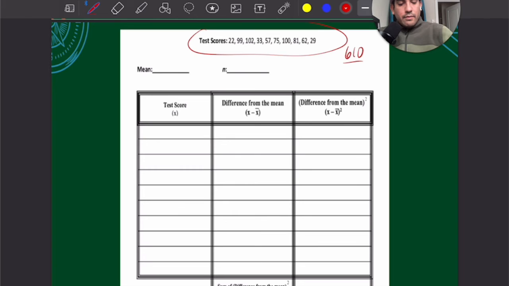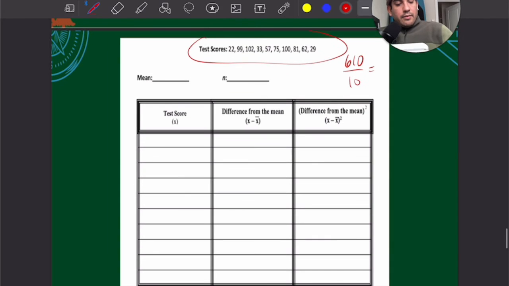And how many values do we have? 1, 2, 3, 4, 5, 6, 7, 8, 9, 10. 10 of them. And nice. When I divide by 10, I get 61. So that is my mean. 61 is my mean. And then I have the number of values, 10.